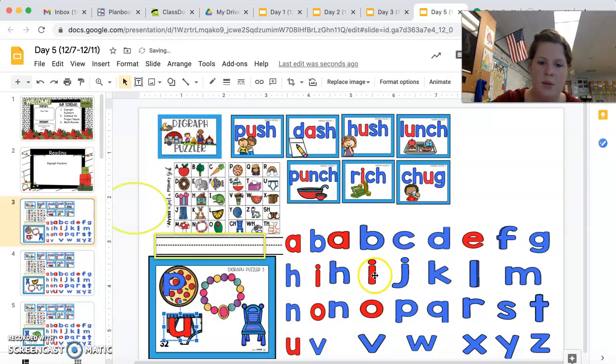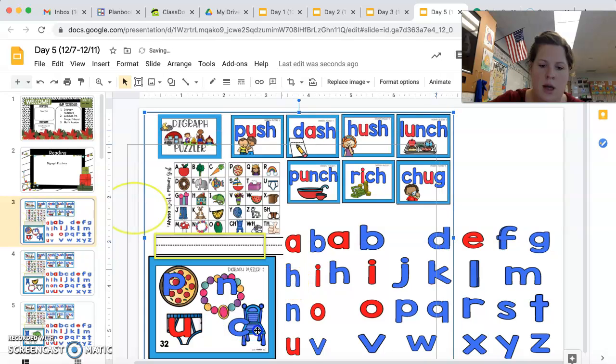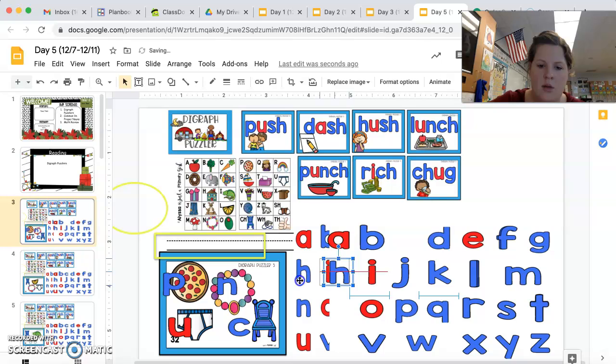And then I'm going to put the N over for necklace. And then I'm going to put the CH over for chair. I'm going to grab a C, and I'm going to grab an H. Oh, moving my whole thing. I'll move an H. Okay.